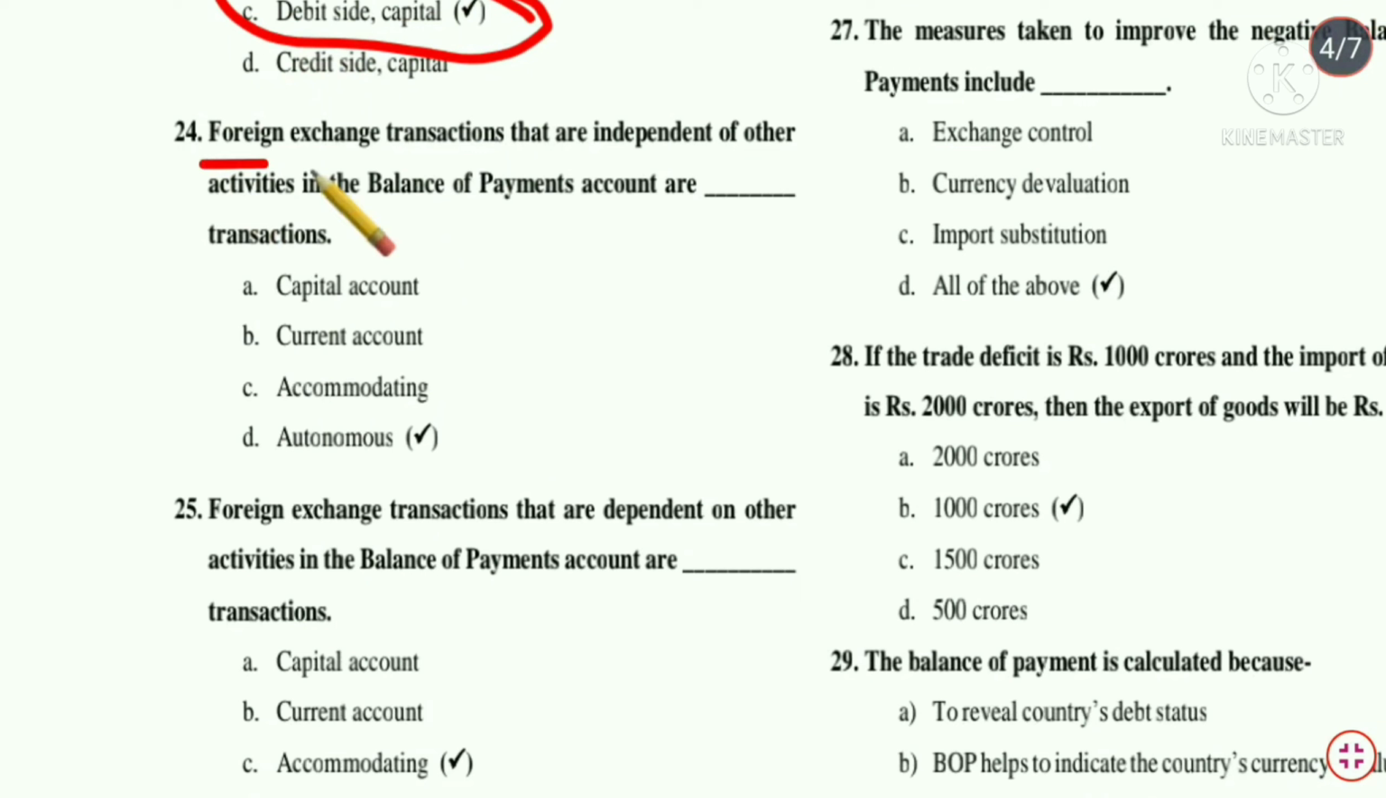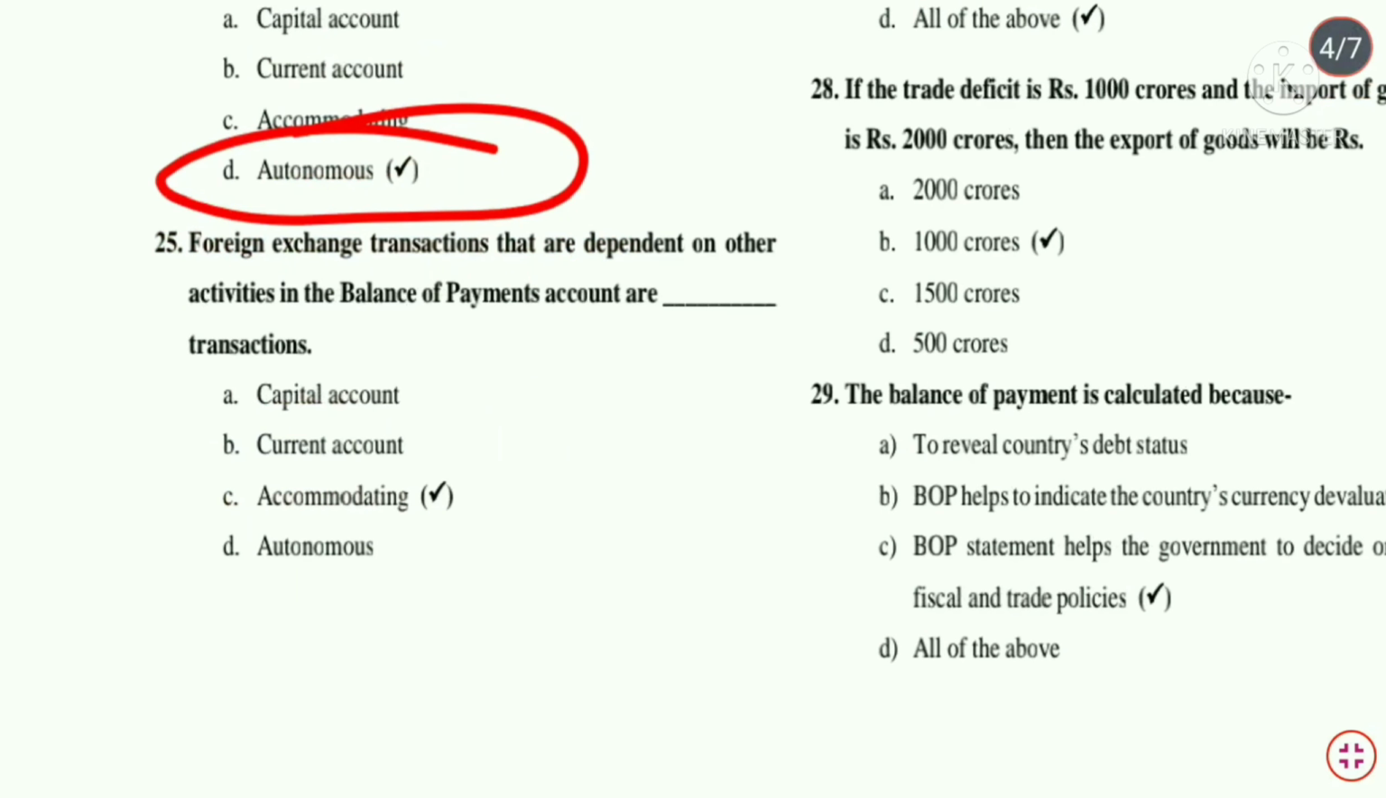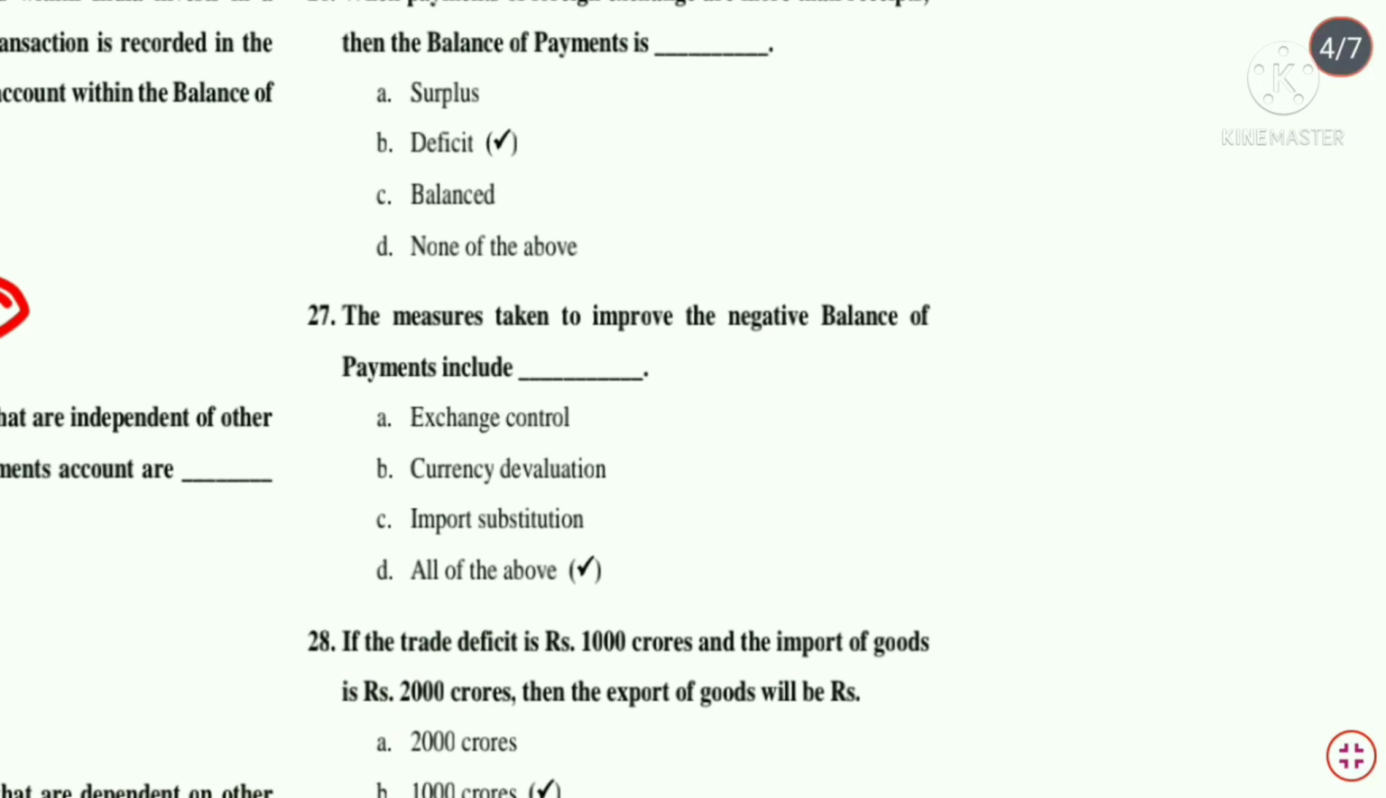Next question, foreign exchange transactions that are independent of other activities in the balance of payment account or dash transactions, उनको हम autonomous transactions कहते हैं. That means option D is the correct answer. Next question, that is foreign exchange transactions which are dependent on other activities in the balance of payment account or dash transactions, उनको हम accommodating transactions. That means option C is the correct answer.